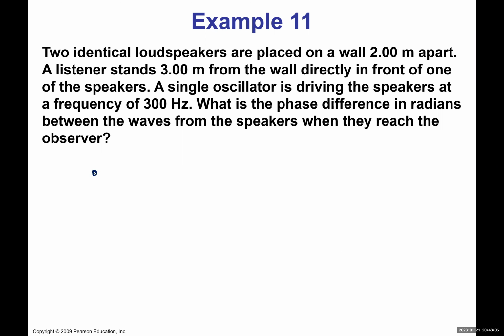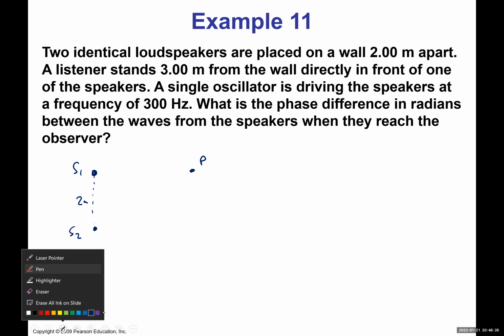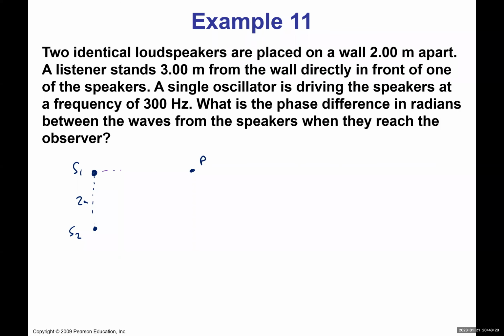Again, kind of a similar thing. Here's source 1, here's source 2. We're told that they are placed 2 meters apart, and the listener is 3 meters from the wall directly in front of one of them. So we can just place them here. What we want to know is the phase difference. We can assume this one travels the distance R1, this one travels the distance R2, and R1 equals 3 meters because that's the direct line from there to here.